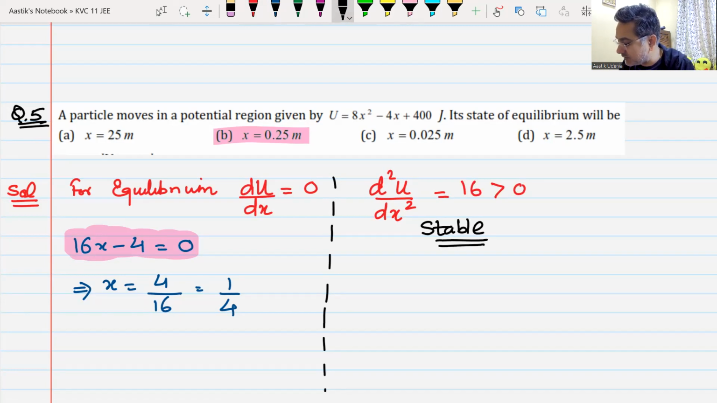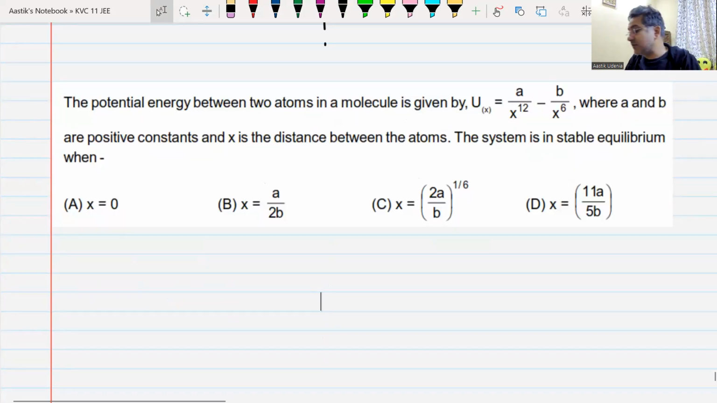Do we understand this? So this is the case of a stable equilibrium. To find out whether the equilibrium is stable or not, what we do is we just take the second derivative, put the value of x in that second derivative, and find out if it is coming as positive or if it is coming as negative. This is a very famous question that has come in JEE many times.